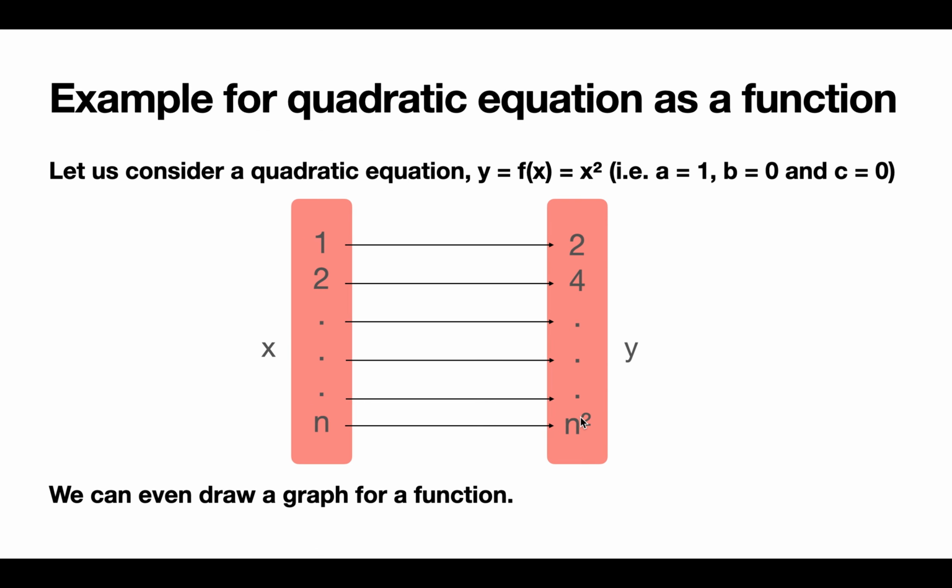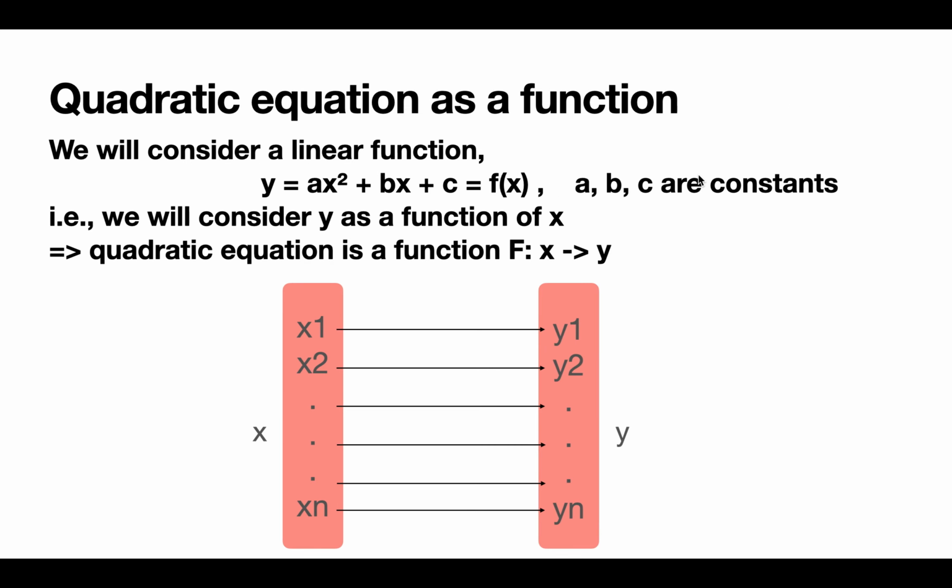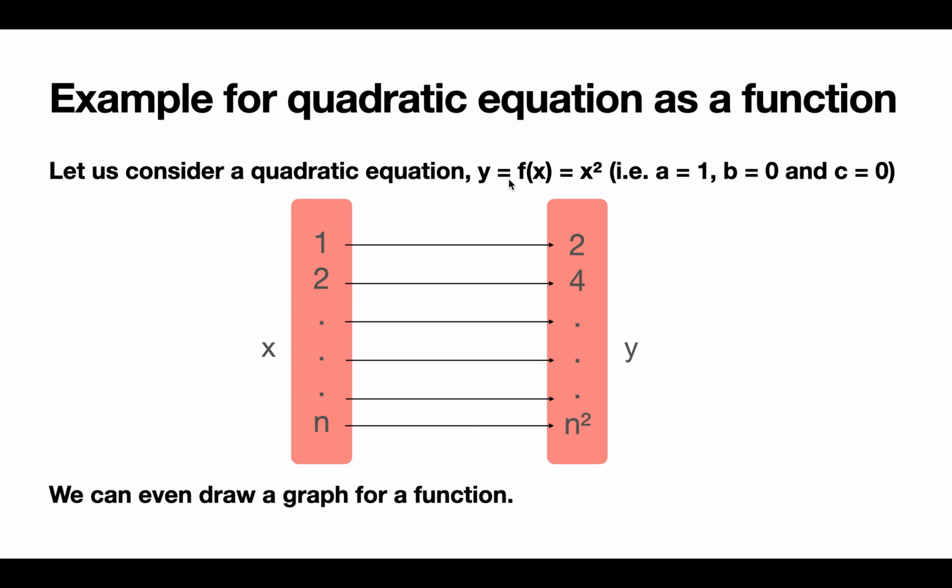We'll see an example for quadratic equations as a function. Let us consider a quadratic equation. Y is equal to f of x is equal to x squared. When you see just x squared, you may have a doubt where the x and other constants go. I just consider b is equal to 0 and c is equal to 0 and a is equal to 1. So 0 times x is equal to 0, and c is equal to 0, it goes. I consider a as 1. 1 times x squared is just x squared. That's why f of x is equal to x squared. It's still a quadratic equation.